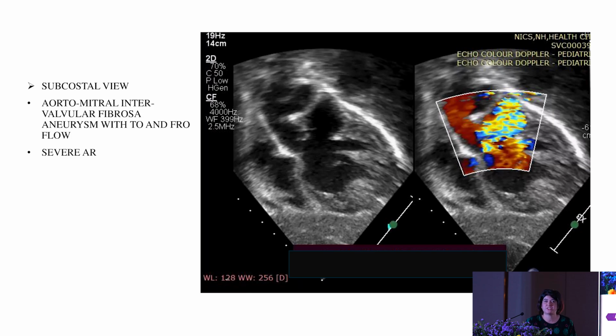Please remember this image. This is very rare, but whenever you see such a case, you should not be missing this case or misdiagnosing this case. Okay.